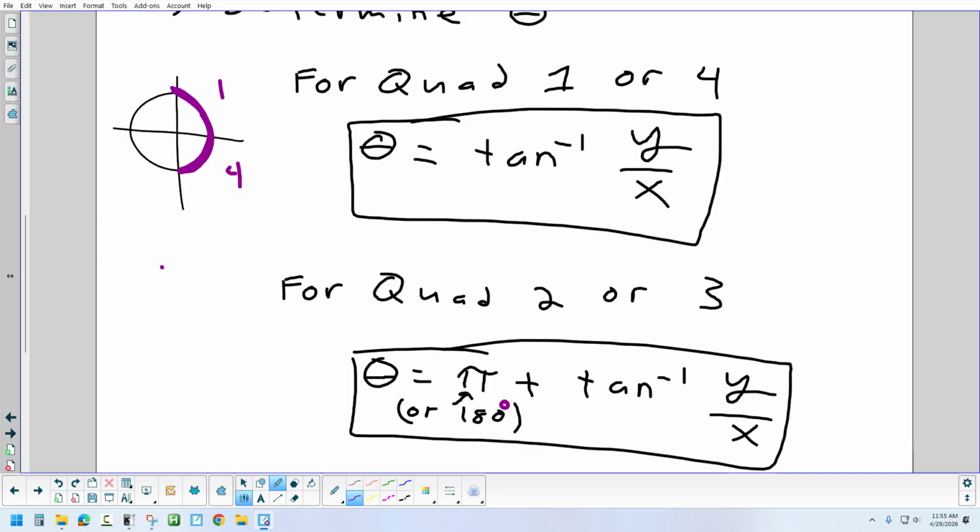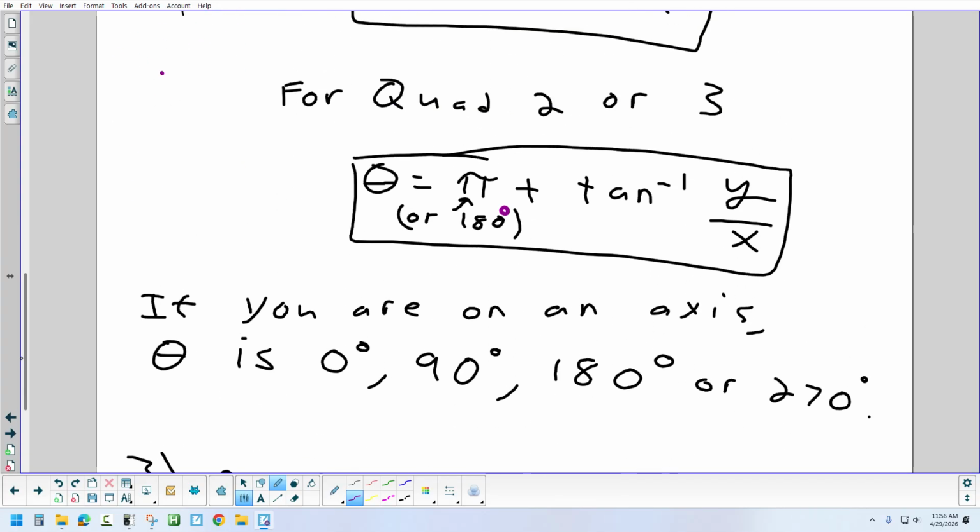Now, where else could you have an angle besides quadrants 1, 2, 3, or 4? There's still somewhere else. Yeah, you could be right on the axis. Well, if you're on the axis, those angles are the easiest ones. You just have to memorize 0, 90, 180, 270.